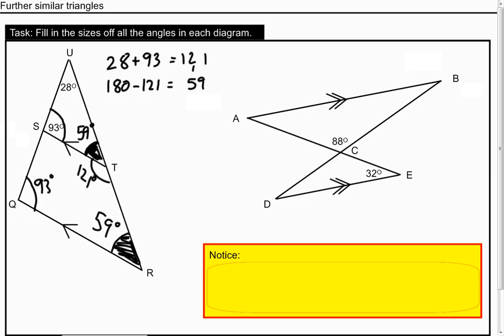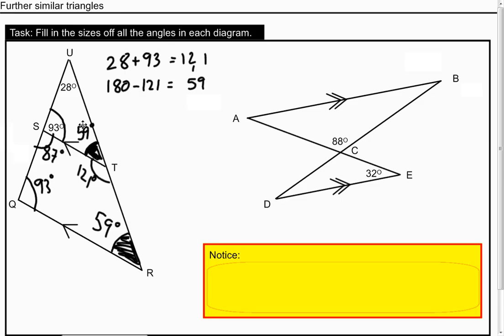Same over at this side. 93 and this angle in here would form 180, a straight angle. So 93 plus 87 would make 180.